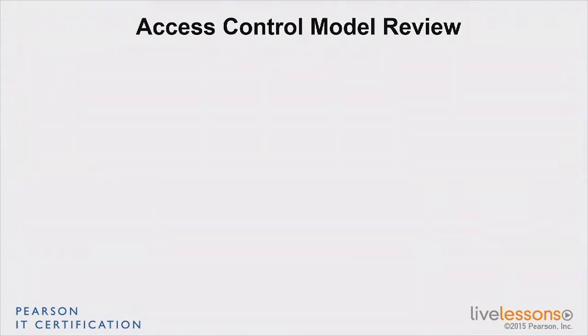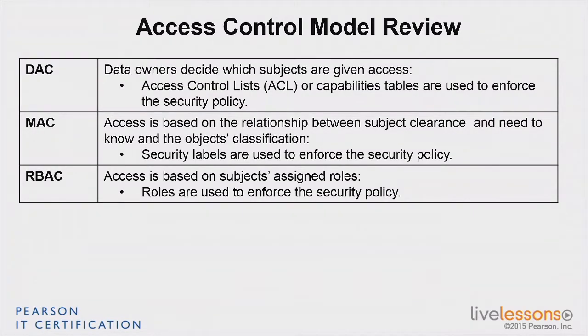So let's review what we just talked about. We said we had DAC. Data owners decide which subjects are given access. The access control list or capabilities tables, both of which we'll be looking at in later lessons, are used to enforce the security policy. We have MAC, mandatory access control, where access is based on the relationship between the subject's clearance and need to know and the object's classification. And we use security labels to enforce the security policy. And then RBAC, access is based on the subject's assigned roles, and roles are used to enforce the security policy.